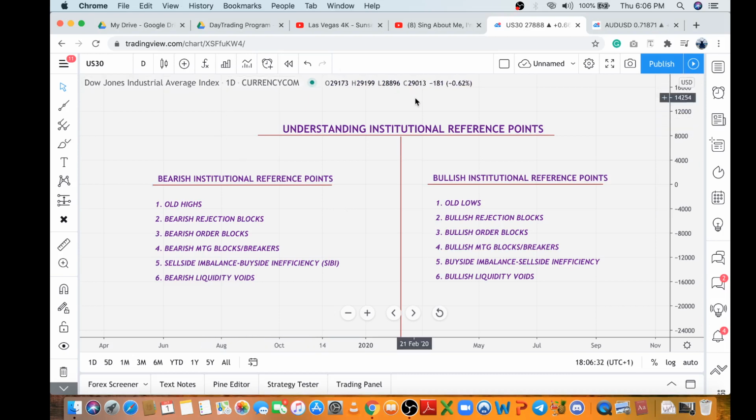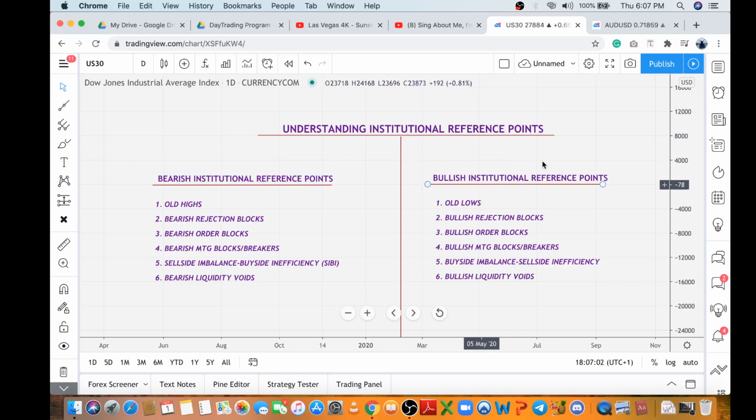Now we're going to go over the bullish side of the institutional reference points. So what you need to be referencing bullishly in price action. This is what we're going to be covering on today's call. And again, just like the left side of our screen, we can see all the bearish rejection blocks, blocks, mitigation blocks. So all you're going to do is flip everything to the bullish side, and it's pretty much the same concept or the same theory behind all of this.